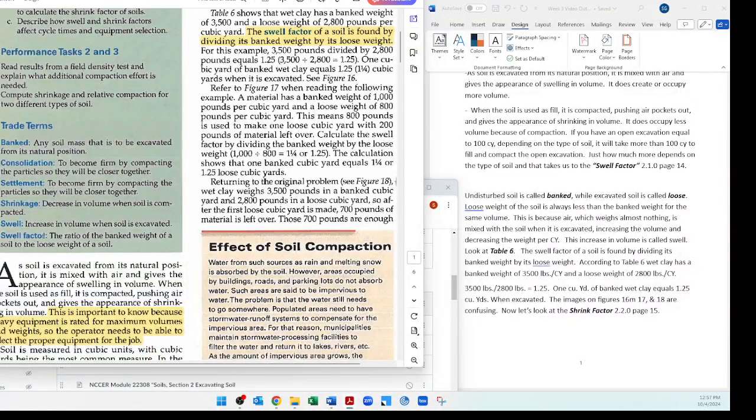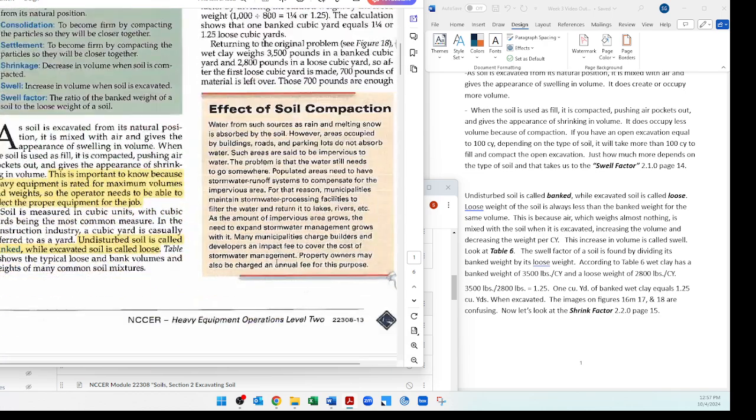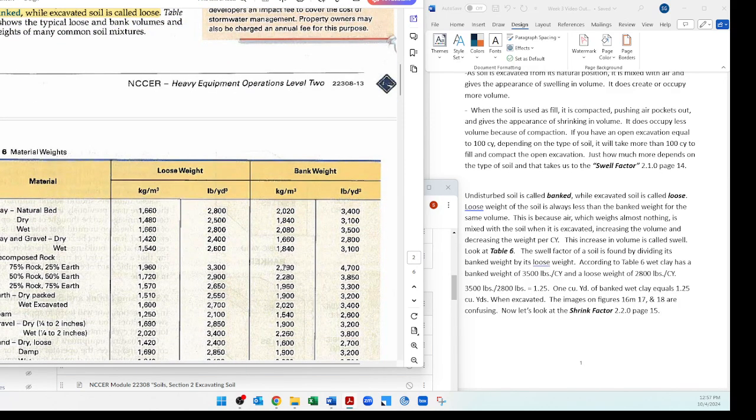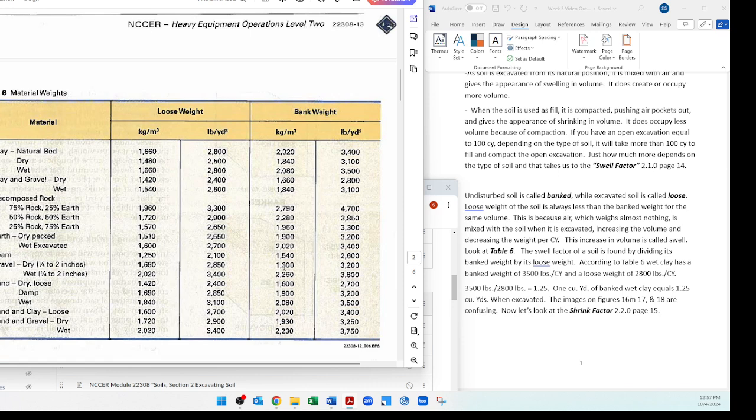The swell factor is a ratio of banked weight, which is its natural state. In other words, I'll use the word naturally compacted over maybe 100 years. But it's the ratio of the bank weight of a soil to the loose weight of a soil. Now, somewhere is a chart, table number 6, and here it is. This is to give you an idea.